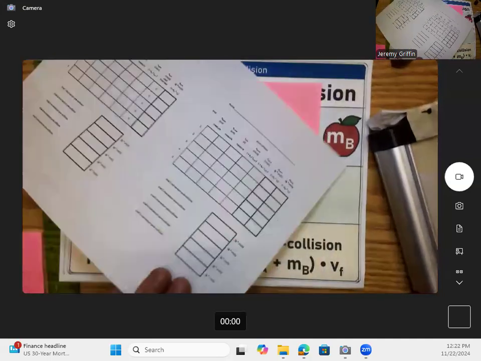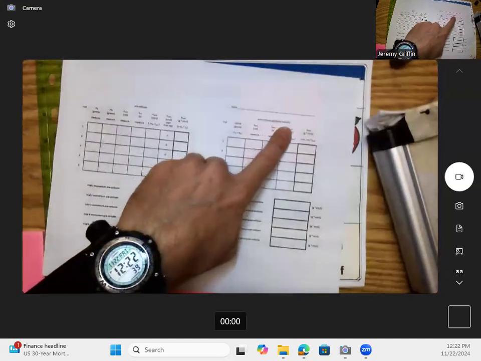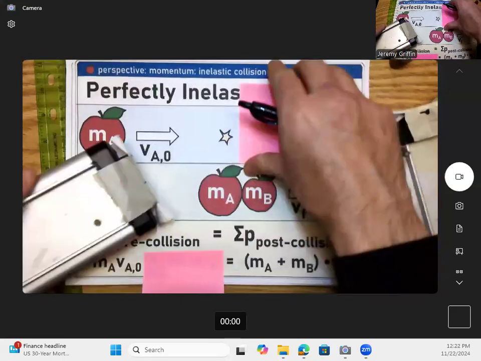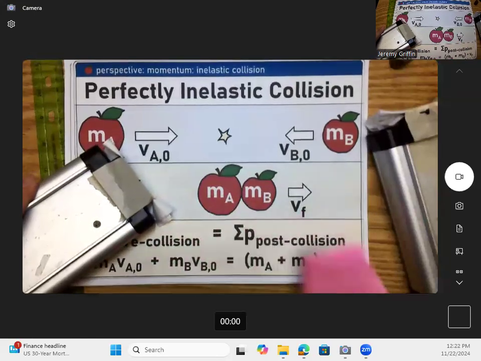inelastic. On your lab paper, guys, there's two sides to it. We're only going to do the side that says perfectly inelastic. You guys see perfectly inelastic right there? Okay. So let's look at this perfectly inelastic poster. We got these covered up. I'll show you guys why in a minute. But here's in general what's going on.